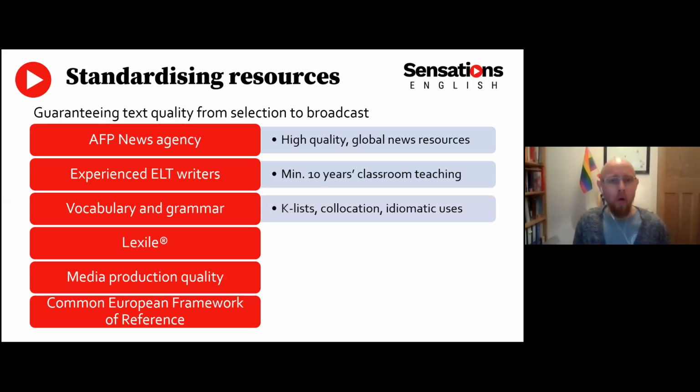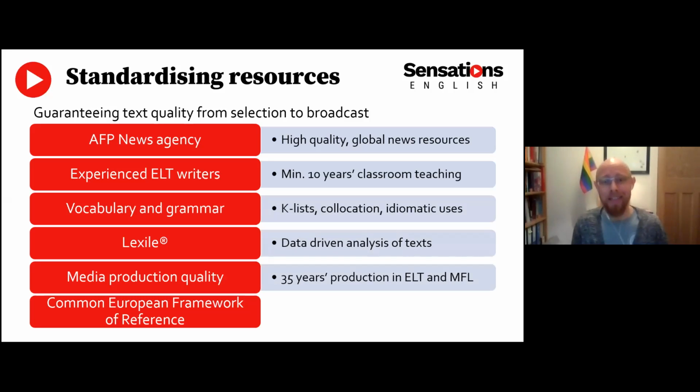With the vocabulary and grammar, we work with K-lists, collocation. Idiomatic uses of language are gently and slowly and gradually introduced at different levels, so that the idea of intuiting is built in as a soft skill that learners are developing. And also we work with the traditional structural grammar syllabus of what we expect learners to be able to manage at different levels of English. Lexile uses data-driven analysis of text to tell us if we've got this right or not. And our 35 years of production experience in English language teaching and modern foreign language video resources and audio resources means that what we produce is high quality and ready for classroom use.